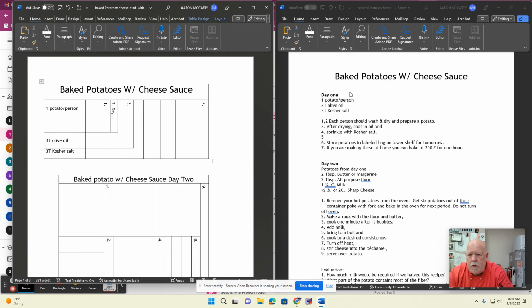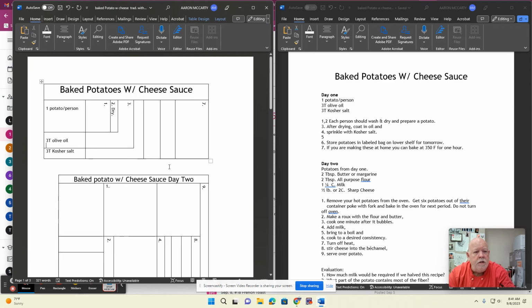Steps are numbered. Notice how steps are numbered, but ingredients are not. Steps 1 and 2, each person should wash and dry and prepare a potato. Why is it 1 and 2? Because you're going to wash and dry. Wash is step 1, dry is step 2. Now I've numbered some of your steps to help you out, and I've filled in some blanks to help you out.